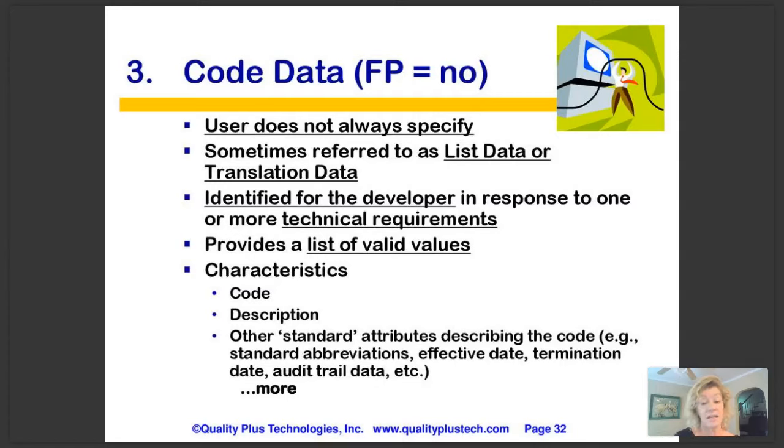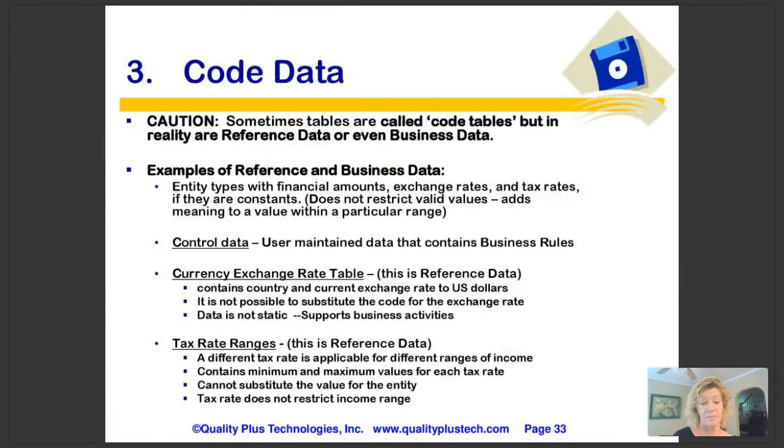Code data doesn't count. If I have a drop-down list of hard-coded data, for example, yes, no, or a Y or an N, or KL for Kuala Lumpur, if those are in drop-down boxes, that can't count as EQs ever. So code data does not count.